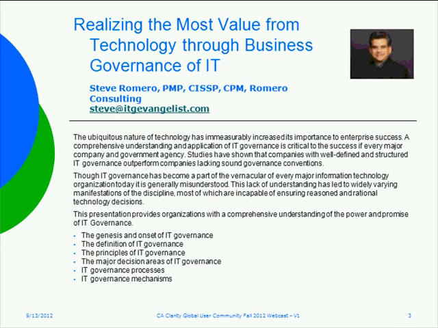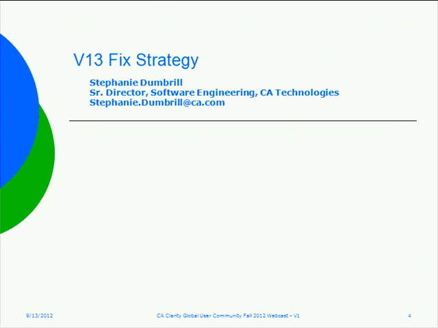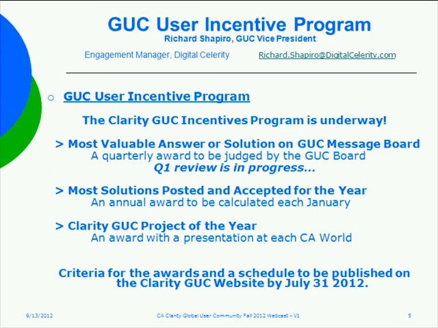Our next speaker is Richard Shapiro, Vice President of the Global User Community, and, of course, an engagement manager with Digital Celerity. Richard? Thank you, Jeffrey. I'm sure you can hear me okay. I've got a short presentation, everybody, but I think I've got the most pleasurable one because I get to announce that we're giving away money. And I think when I say that, I now have everybody's undivided attention. All the emails stop.